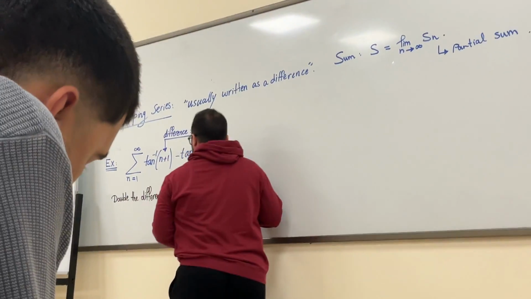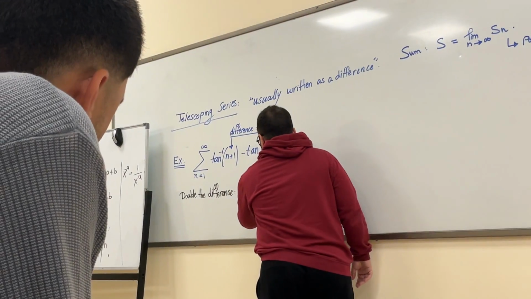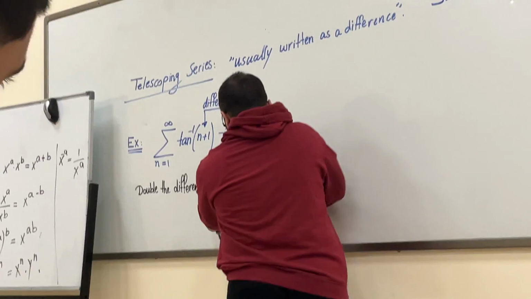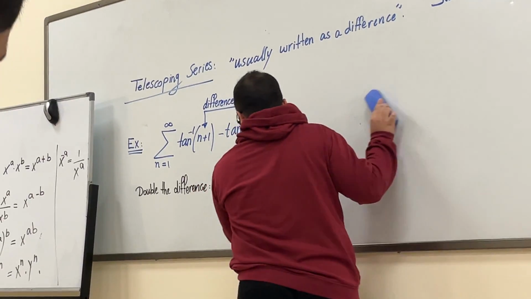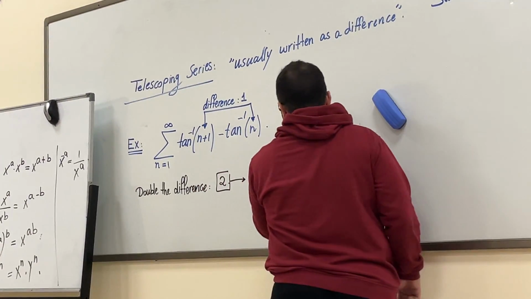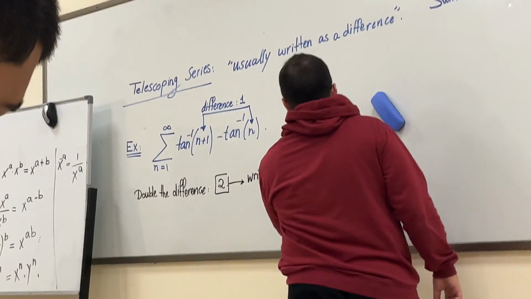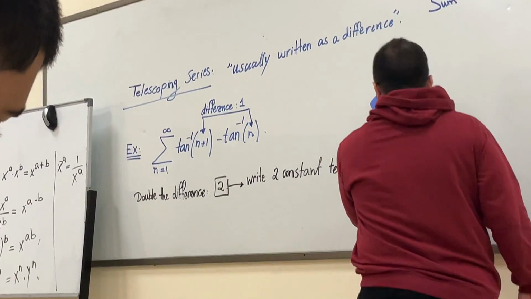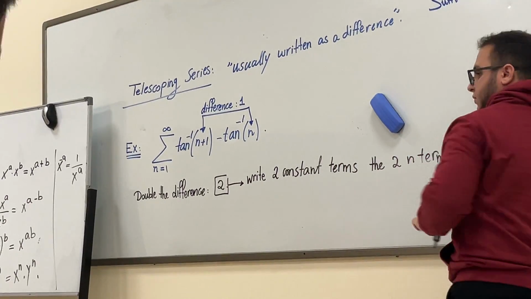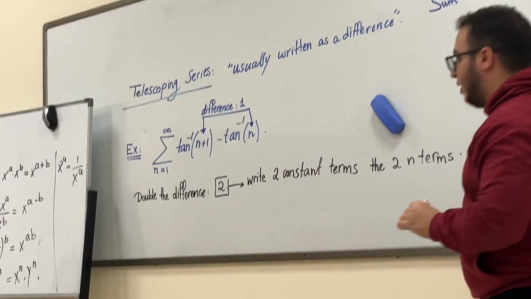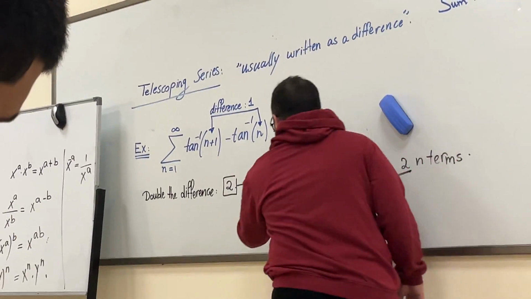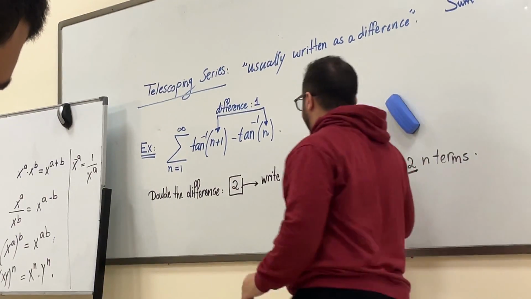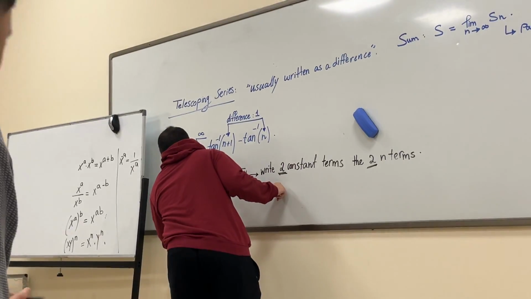I want you to do something. You write: because the difference is 2. Sorry, because when you double it, you get 2. Write 2 constant terms, and then 2 n terms. I'll show you what this means. Why is that? Because the difference is 2. So 2 constant terms and 2 n terms. Okay, what does that mean? The partial sum. Let's write the partial sum.